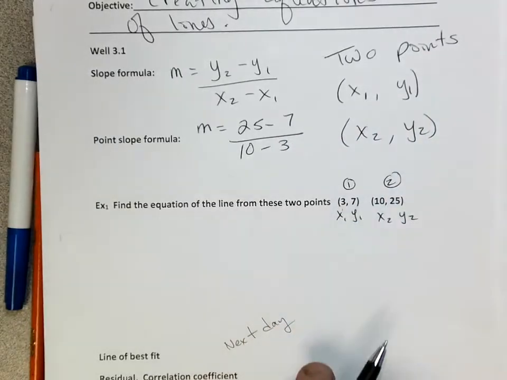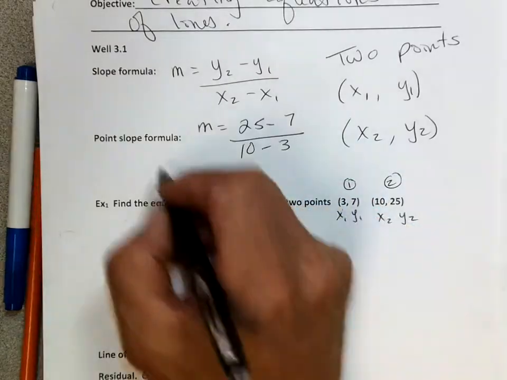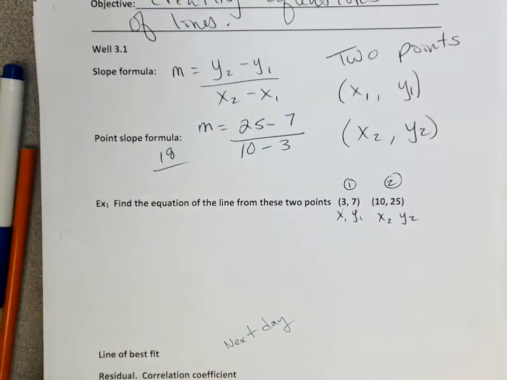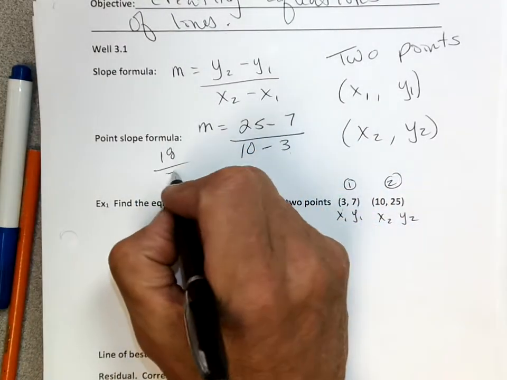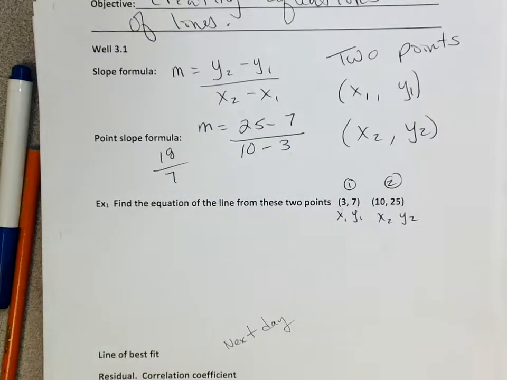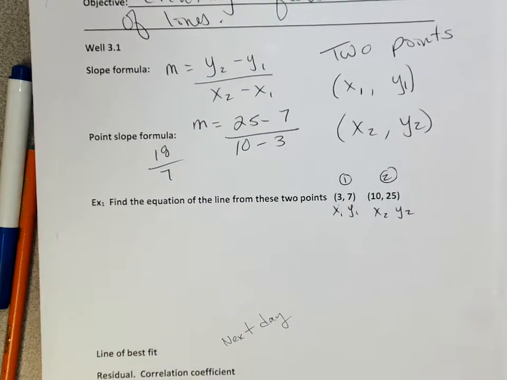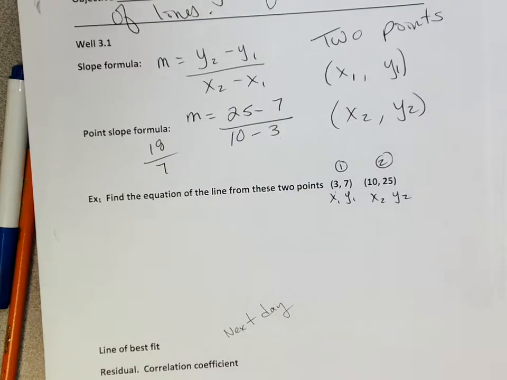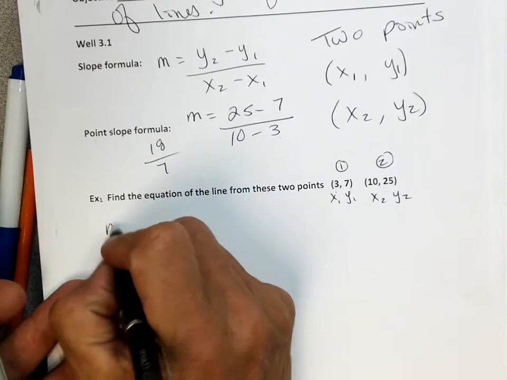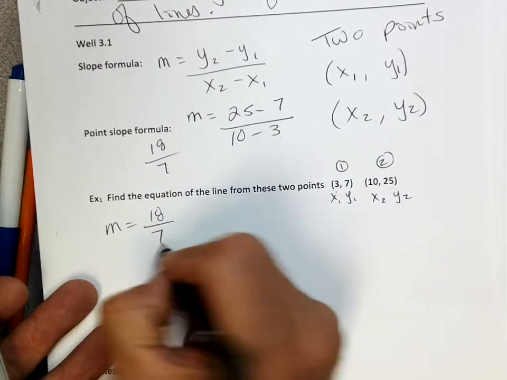Now, slope is supposed to be a fraction, right? It's a ratio, so the answer we get should be a fraction. So 25 minus 7 is 18, and 10 minus 3 is 7. There's my slope. Sometimes, like when we did our rice, we can change this to a decimal or whole number, okay? But this is the best answer. This is what I want right here, where m is equal to 18 over 7, okay?